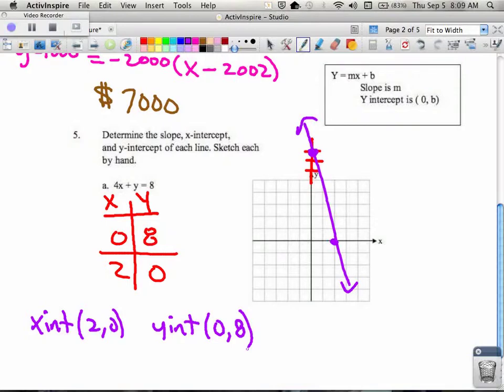And then they're asking about the slope. So let's talk about the slope. Look at that purple line. Is the line going up or down? Down. So you know it's going to be a negative slope, right?